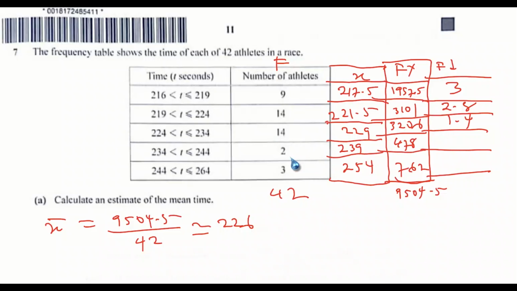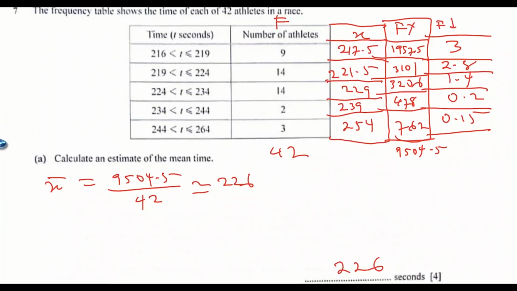The next one, the class size is also 10, so if you do 2 divided by 10, you have 0.2. And for the last one, the class size is 20, so if you divide 3 by 20, you have 0.15. So this is what you need to complete the histogram.